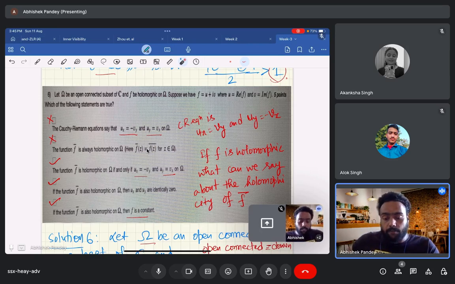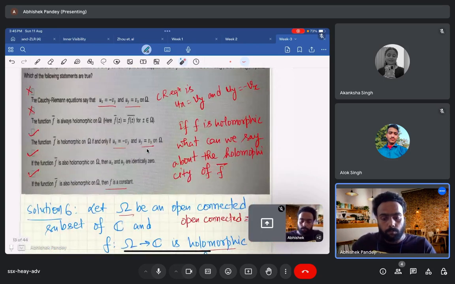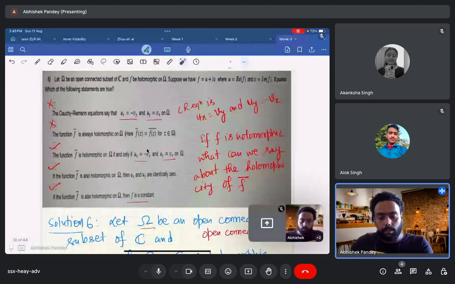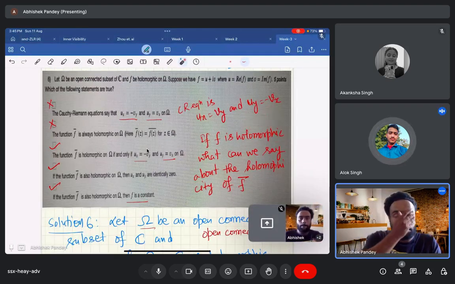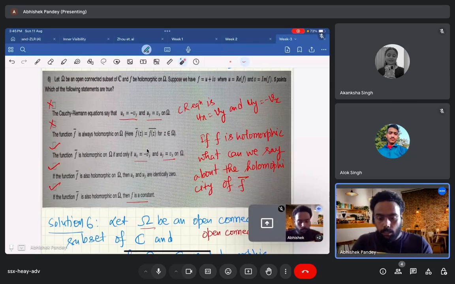Okay. So the function conjugate of f is always holomorphic on omega. Is it true always? If you take f(z) = z, z is holomorphic, but z bar is not holomorphic, isn't it? So what would be the condition on f for this conjugate function to be holomorphic? The function f bar is holomorphic on omega if and only if u_x = -v_y and u_y = v_x. Let us see this one.